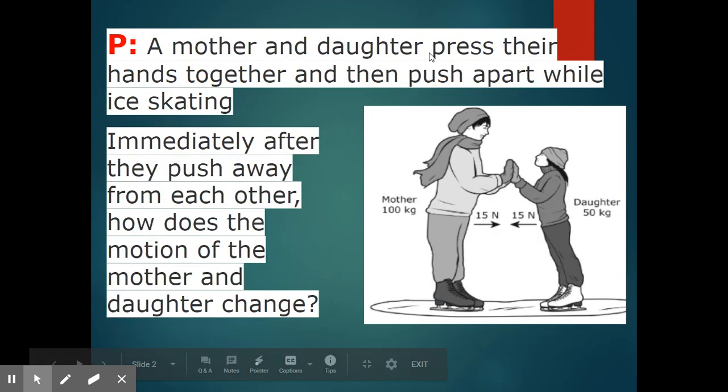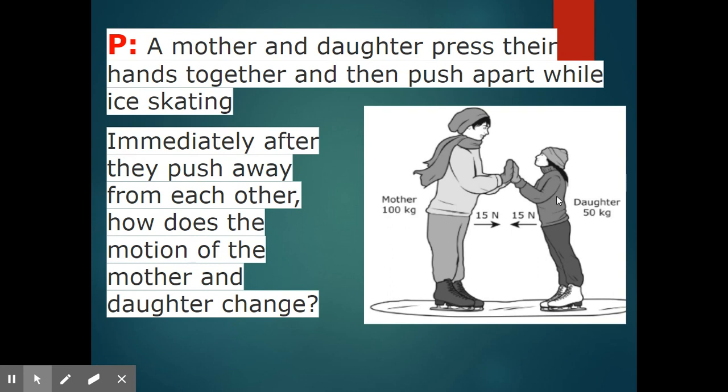A mother and daughter press their hands together and then push apart while ice skating. Immediately after they push away from each other, how does the motion of the mother and daughter change? So first you want to look, the mother has 100 kilogram mass and the daughter has 50 kilogram mass.